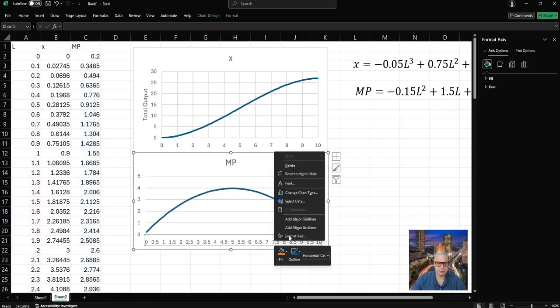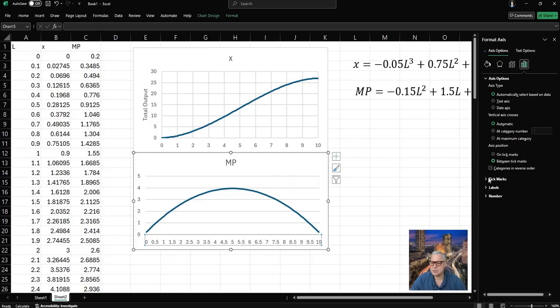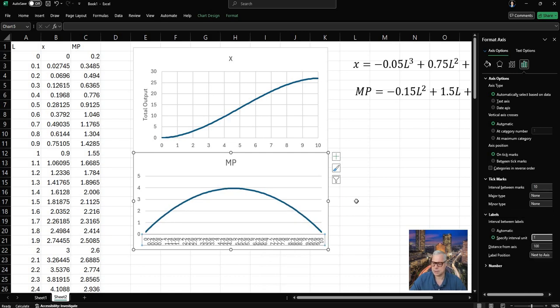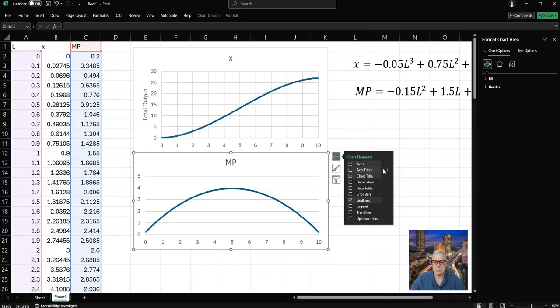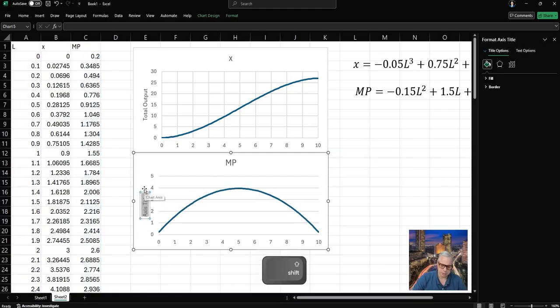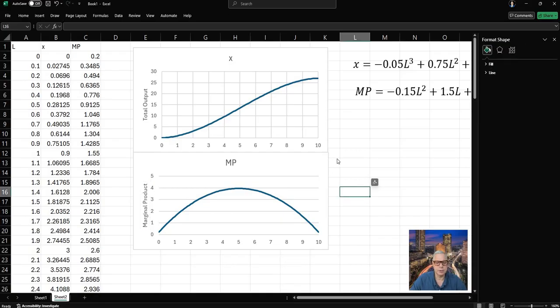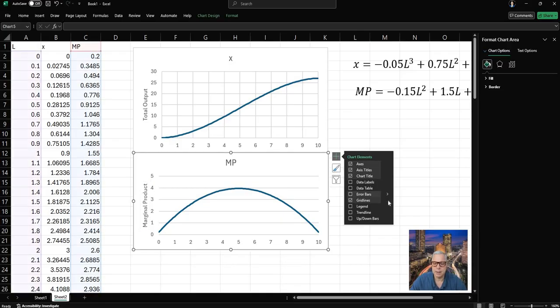Okay, so let's first add the x-axis again, on tick marks, interval 10, and labels also 10. And we can add the axis title, vertical. I call it marginal product. And we also add again the grid line, the vertical lines.